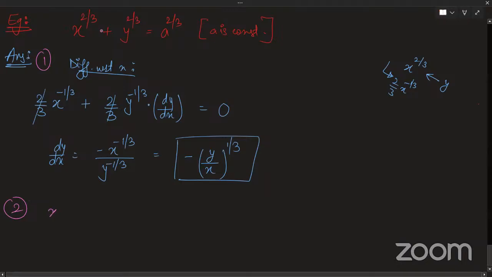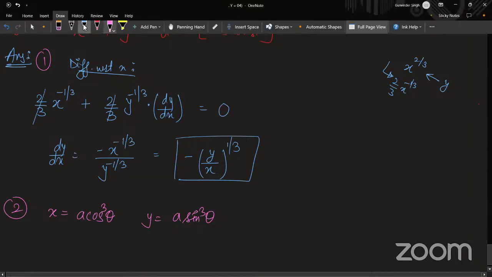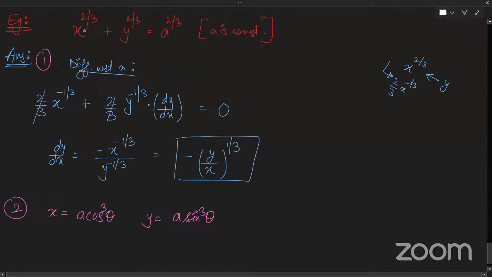If I write my x as a into cos cube theta, and I write my y as a into sine cube theta, right? A into cos cube theta and a into sine cube theta. Do you agree that it will still satisfy this equation? You can check it if you wish to.